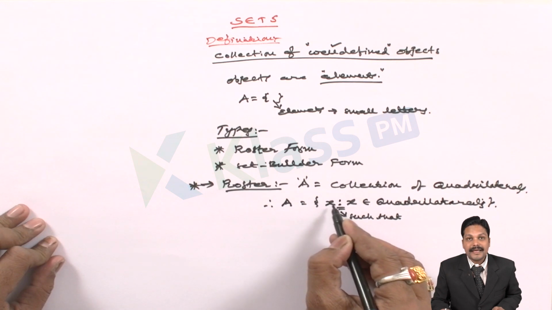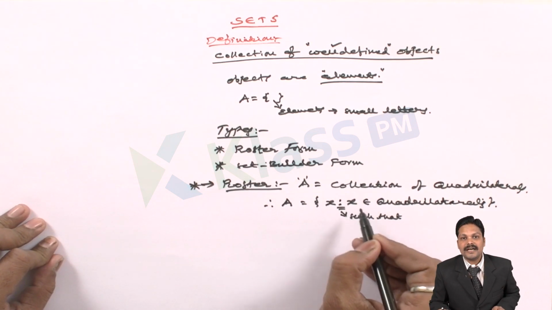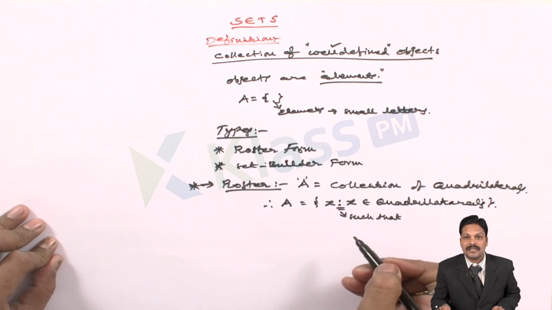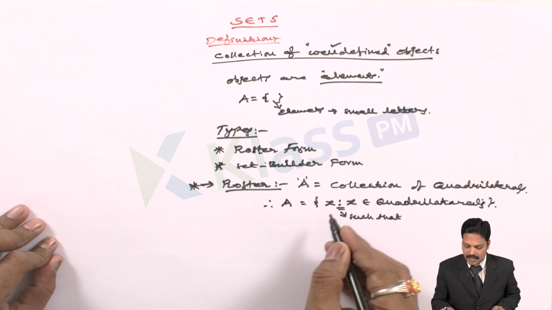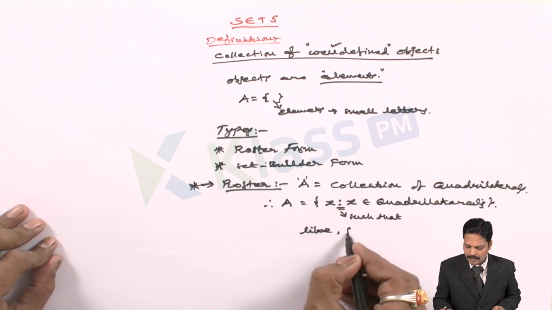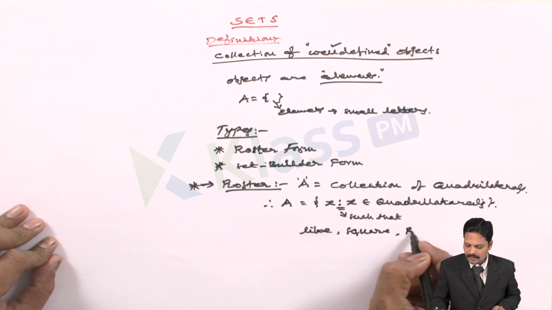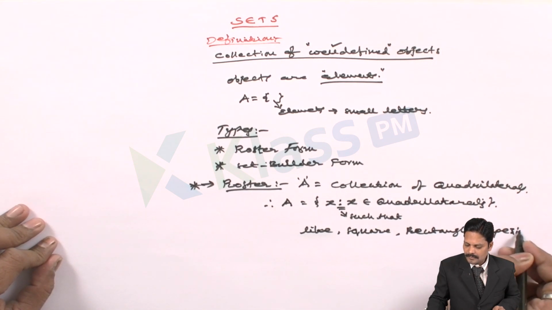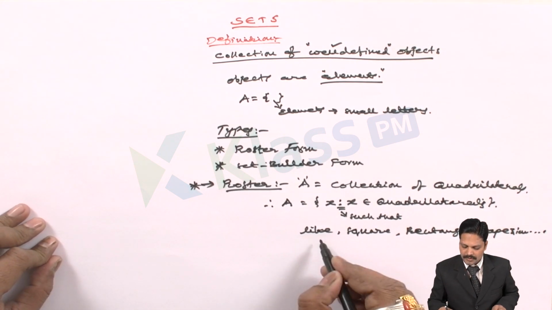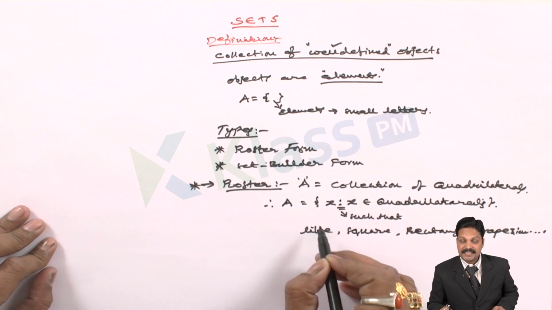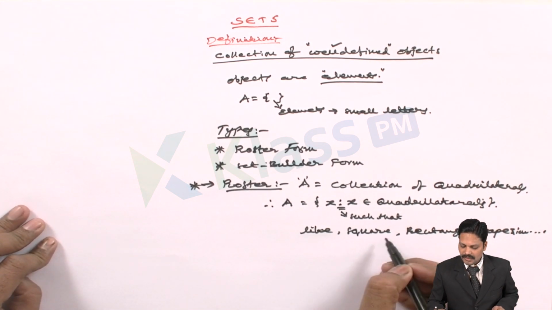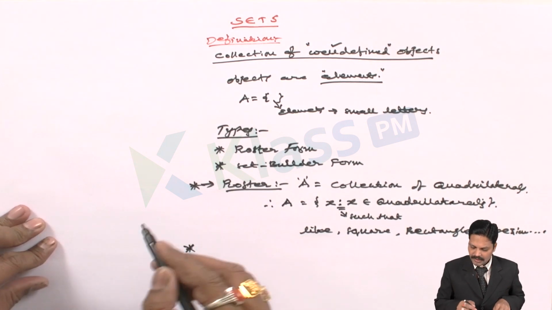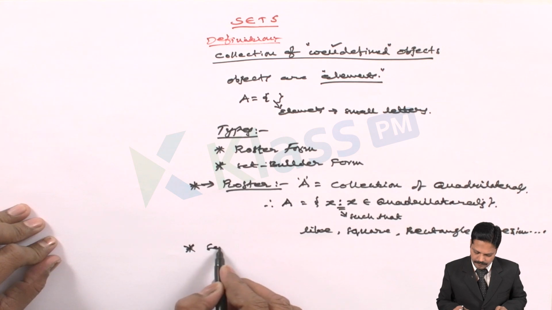Whatever we take as X, this is called quadrilaterals. We have types of quadrilaterals, like square, rectangle, trapezium, and so on. These come under the set A. The way we write the quadrilaterals is the roster form. Coming to the next one, set builder form.